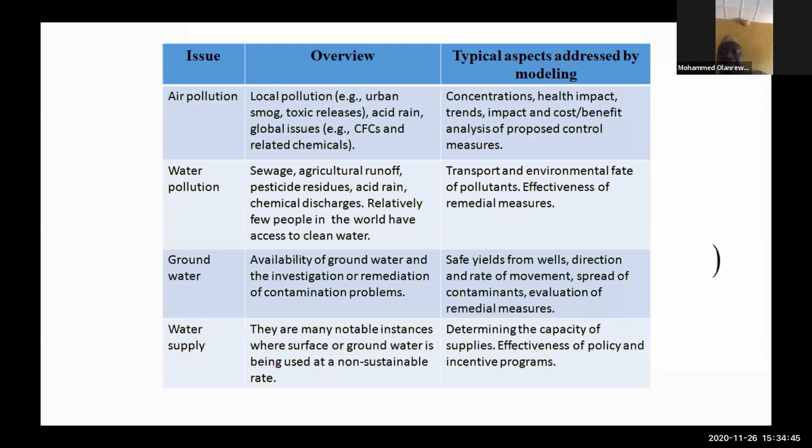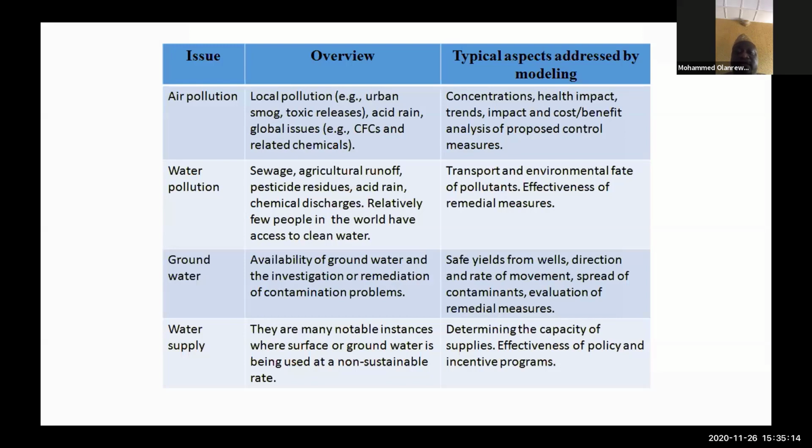Then what are those things? The person will focus more on the transport and environmental fate of pollutants and the effectiveness of remedial measures. If you are talking about water pollution, somebody that is interested in modeling looks at the transportation of those particles, and incorporates the environmental fates of those pollutants. Then that would be good.